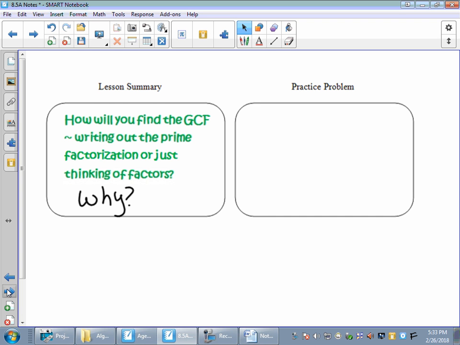If you don't have the why written down, I will be asking you as I try to stamp your notes. Also, don't forget, it is not possible for me to stamp your notes without having that practice problem done. So go ahead and factor 18xy squared minus 24x squared y. I hope that you learned something new today, and I will see you soon.